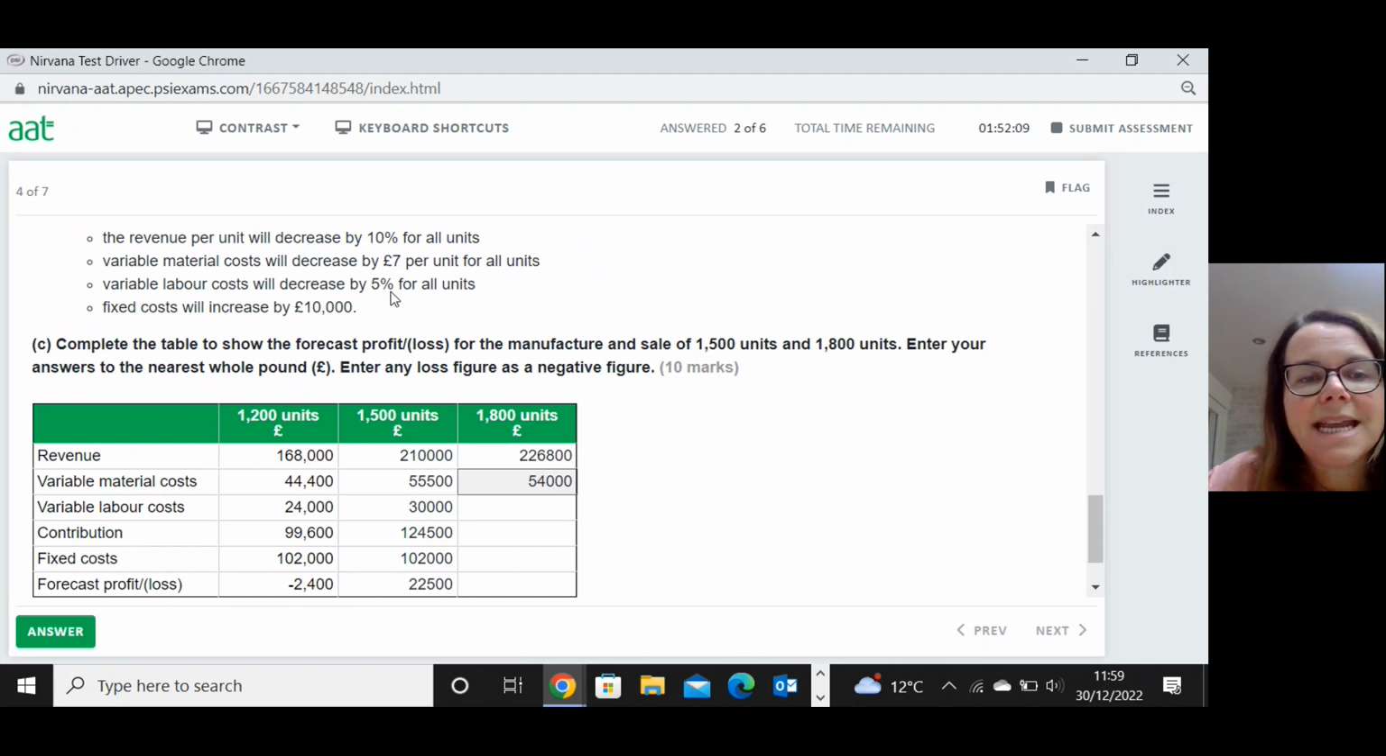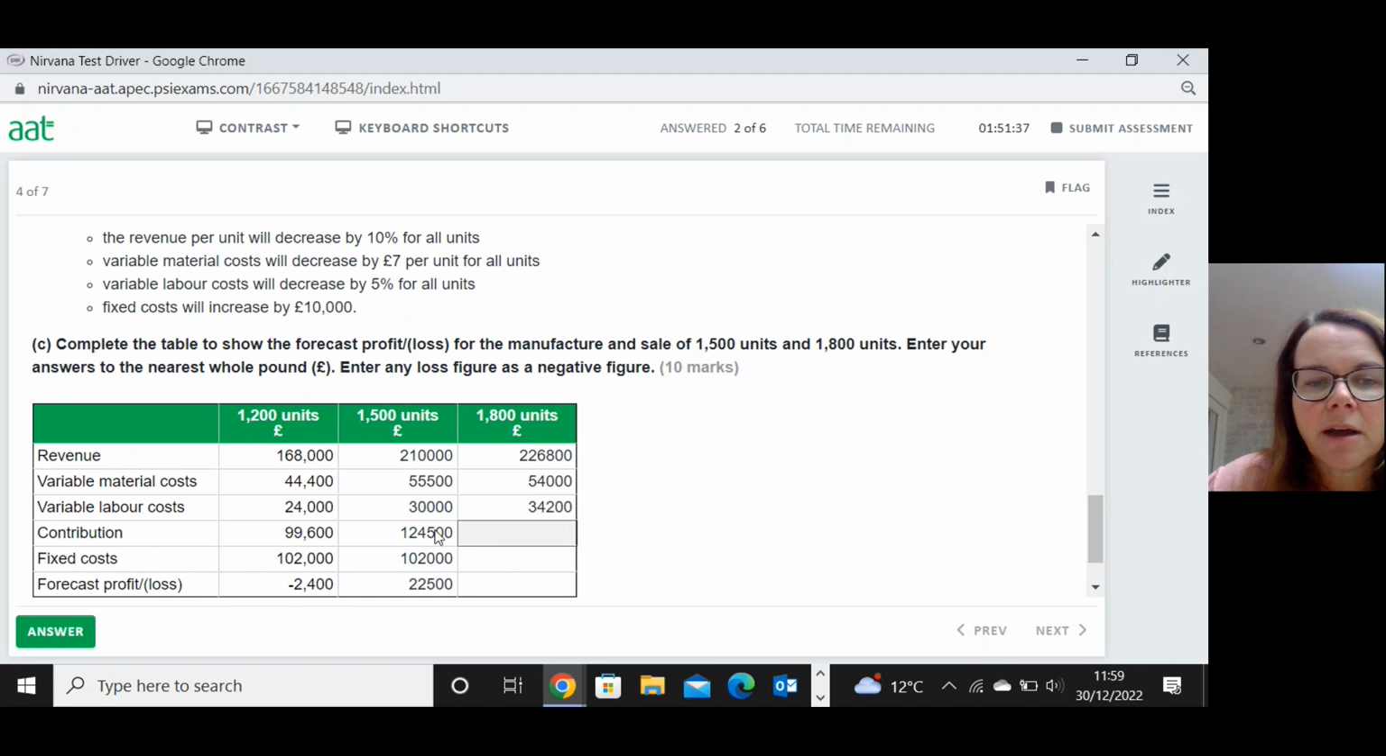Variable labour costs will decrease by 5%. So once again, I noted that the variable labour cost was £20 per unit. So if I knock 5% off of that, which I've done by multiplying 20 by 0.95, effectively finding 95% of the original figure, and then multiplying that by the 1,800 units, I get 34,200.